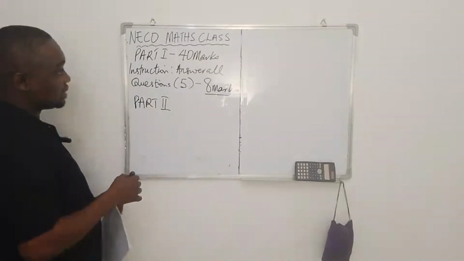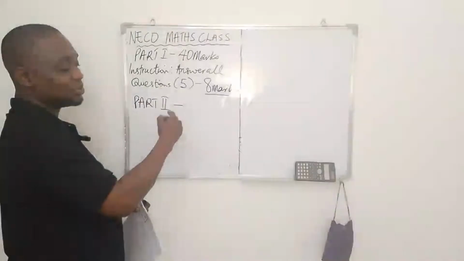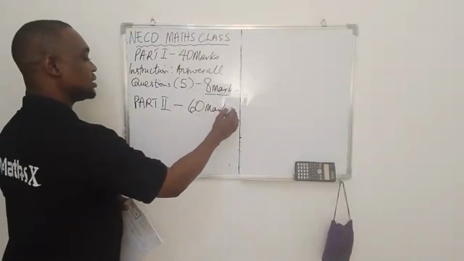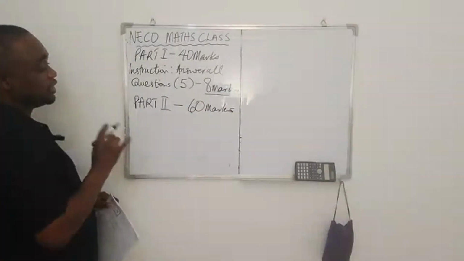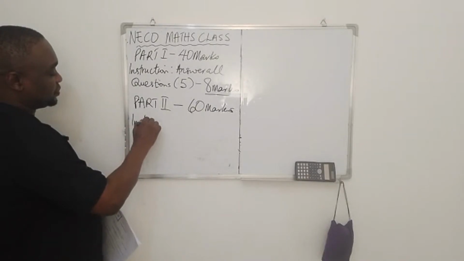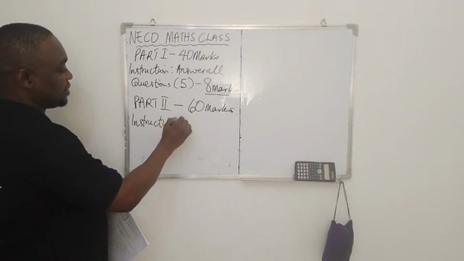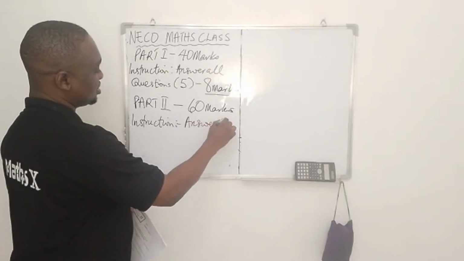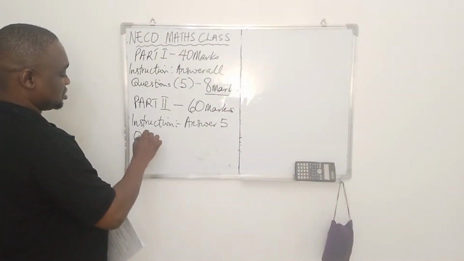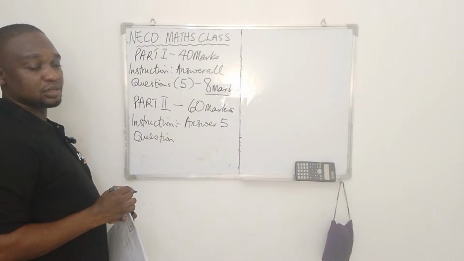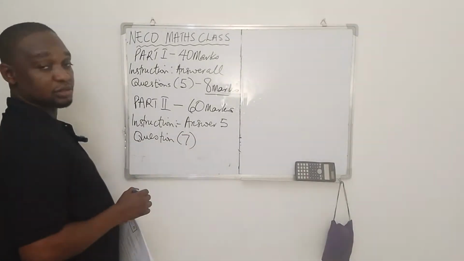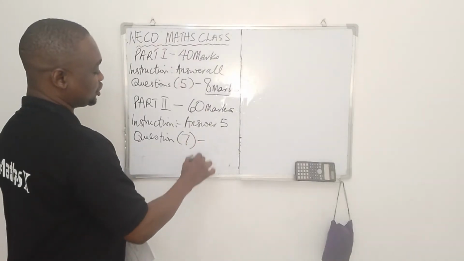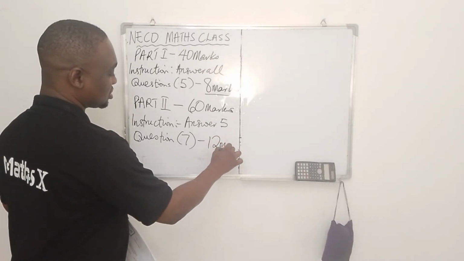Then there is the part 2, my dear students and viewers, the part 2 of this same paper. This part 2 carries 60 marks. The instruction here will be: answer 5 questions. And altogether, there are 7 questions in a typical NECO theory paper, like the one I'm holding here. Each question here carries 12 marks.